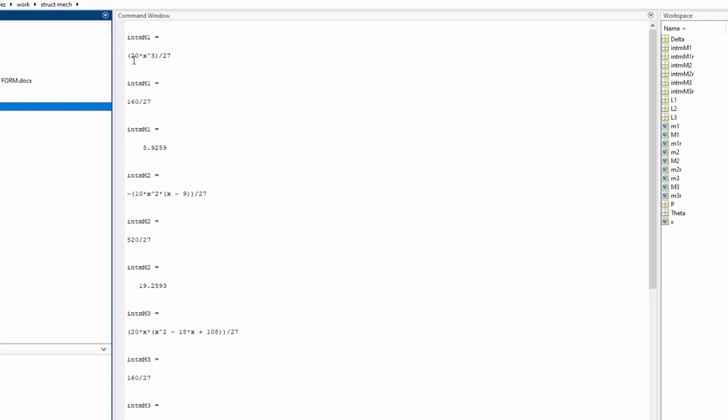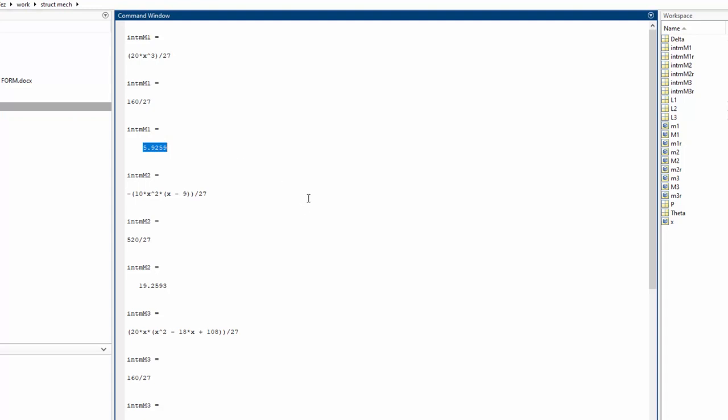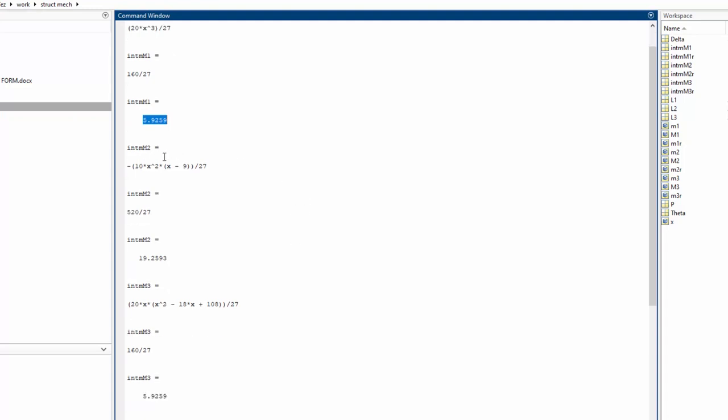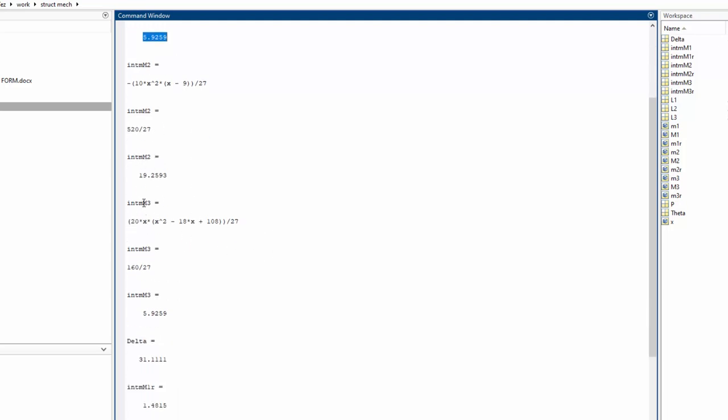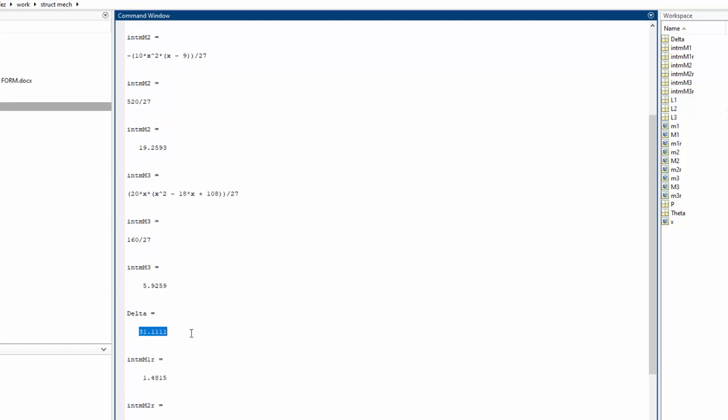So I have the int M1 equals 20 x cubed upon 27, which is 160 over 27, and then I get that as a double precision rather than a fraction, which is 5.92. Same with the MM2, so 520 over 27, and the MM3, and that's a much more complicated formula, but I didn't have to do this using my brain. I get MATLAB to do the hard work, and that was 160 over 27. And I add them all up, and I had 31.1 over EI was the final answer for the deflection.